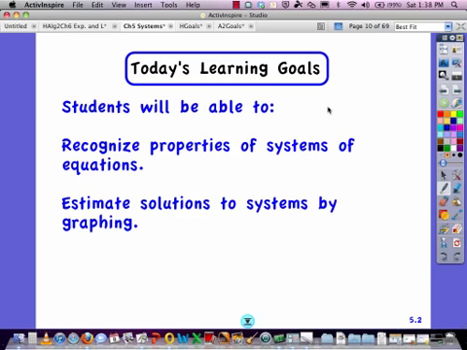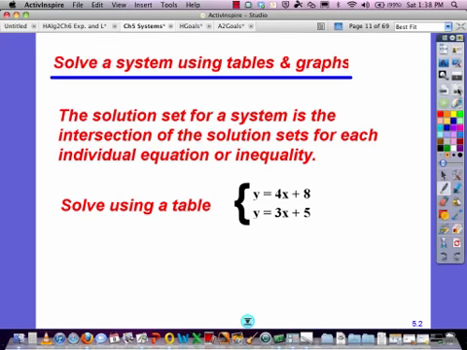So you can see we're going to estimate solutions, talk about properties. So let's take a look. When we say solve a system using tables and graphs, we're talking about you should have at least two equations or inequalities. We're going to have equations. And you're going to be looking for where they share things. Share means intersection, we learned in that last section. So the intersection of our solutions of each graph should have something in common. If it doesn't, that's another piece we'll have to talk about.